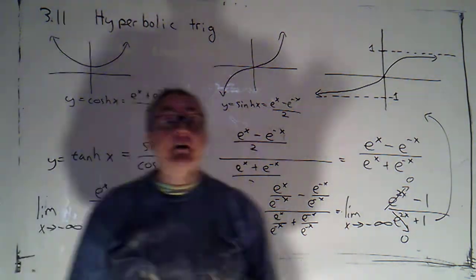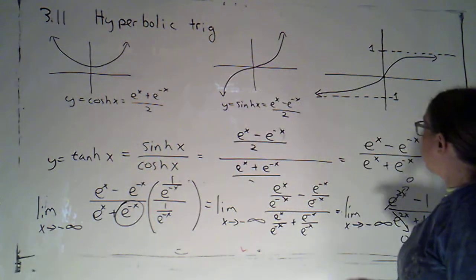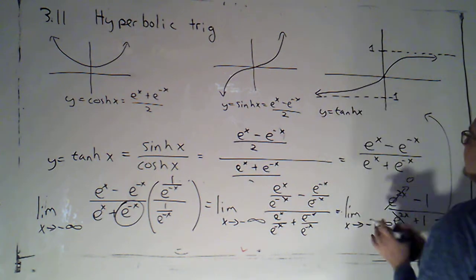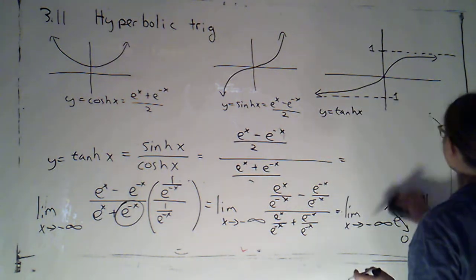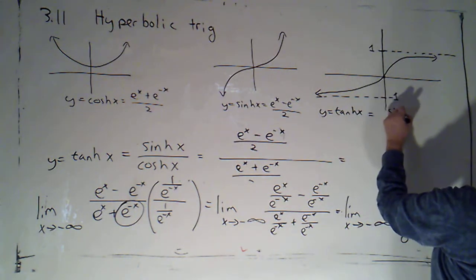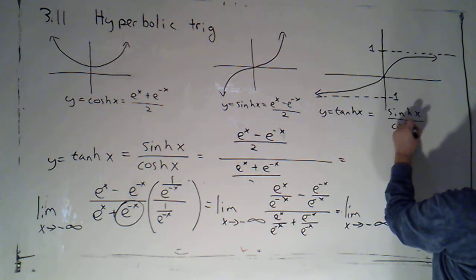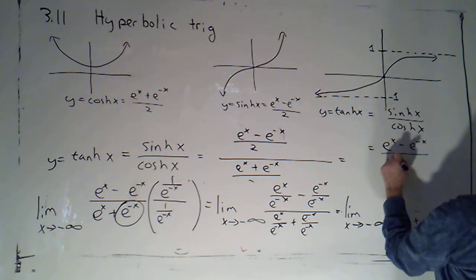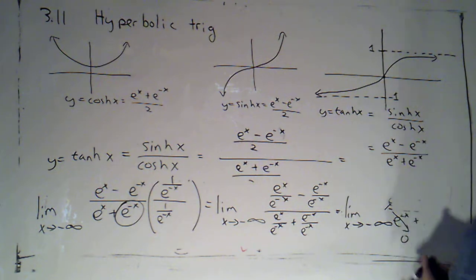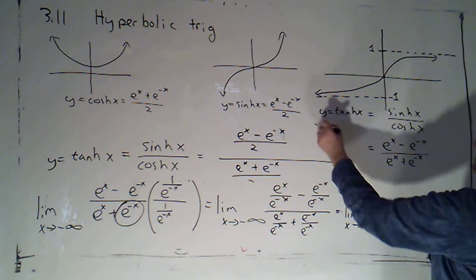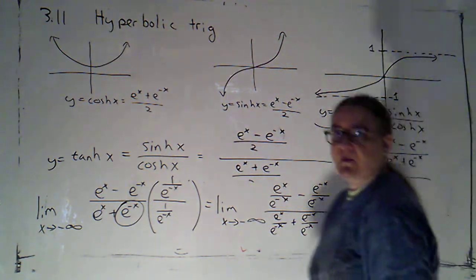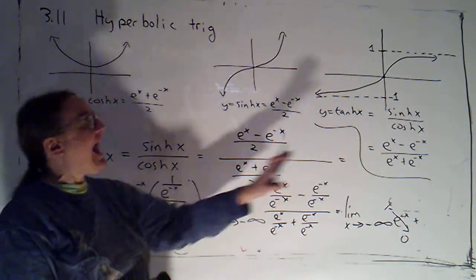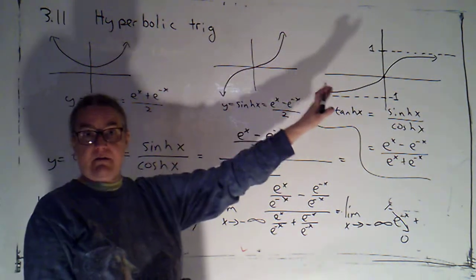Okay, now you are going to be responsible for knowing the definitions. And for tanh, I've got two options. I can think of that as sinh x over cosh x, or I can think of it in terms of e to the x minus e to the negative x over e to the x plus e to the negative x. And depending on the situation, one or the other of those might be more useful. You should know the definitions of these functions, and you should be familiar with their graphs.